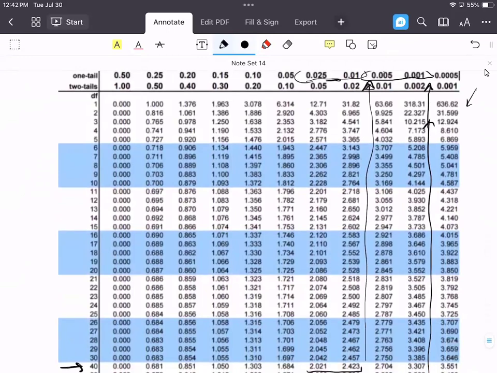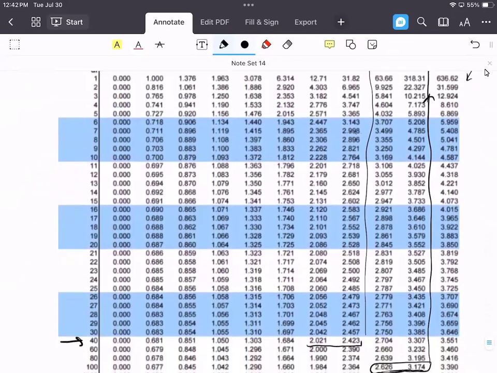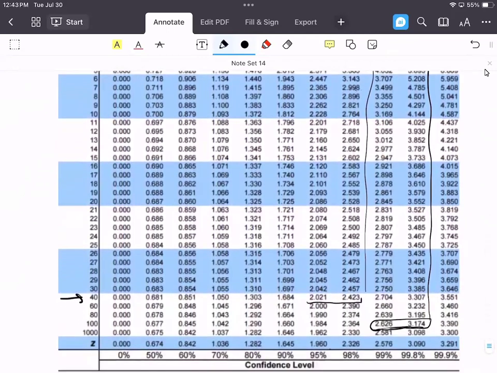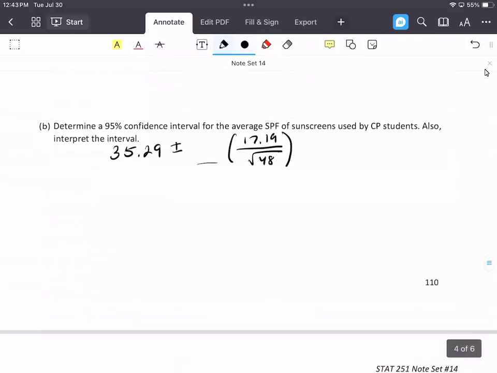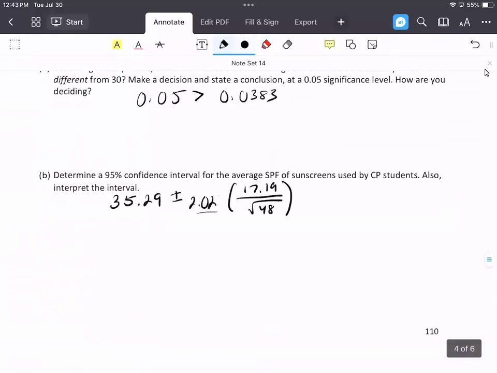And I'm like, well, how would I know which one to use? This is when you want to go to the bottom of the table and say, okay, I'm interested in that 95% confidence level. Here you're going to see there's lots of different confidence levels that you can use to calculate the confidence interval. And I'm going to go up to degrees of freedom being 40, and I get 2.021. And when I work that out, I end up with 30.29 to 40.29.